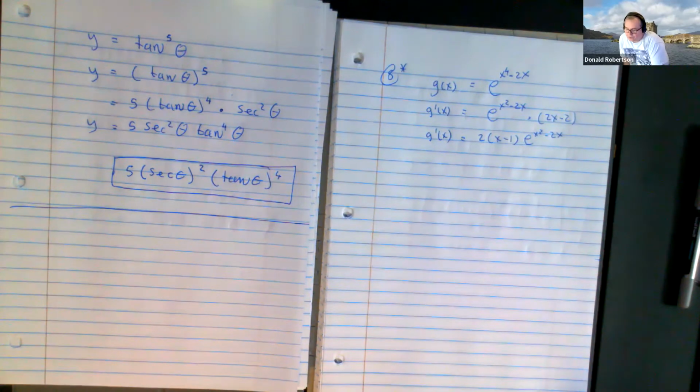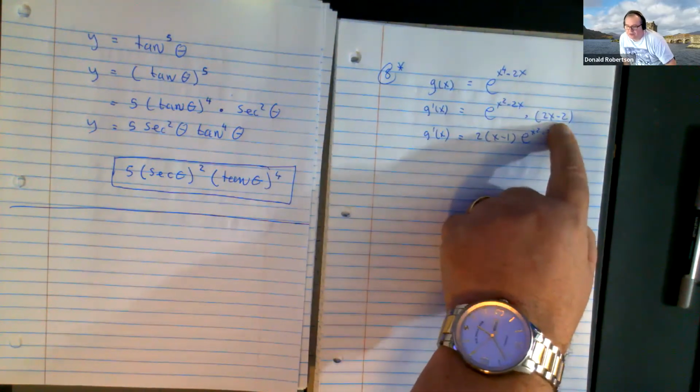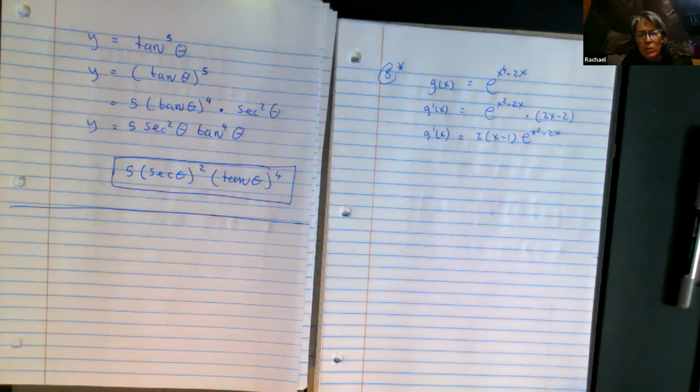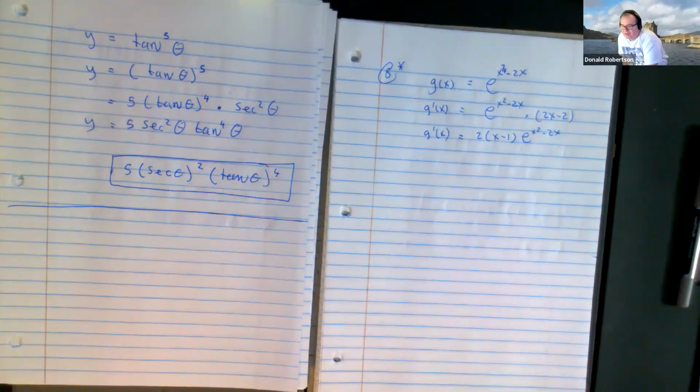Okay, nothing too shocking about that. Be comfortable. E to the something gets you e to the something times the derivative of that something, the derivative of the inside. Was there a reason that it changed from x to the 4th to x squared? Not now, because I wrote it down wrong. So it's meant to be x squared all the way through.